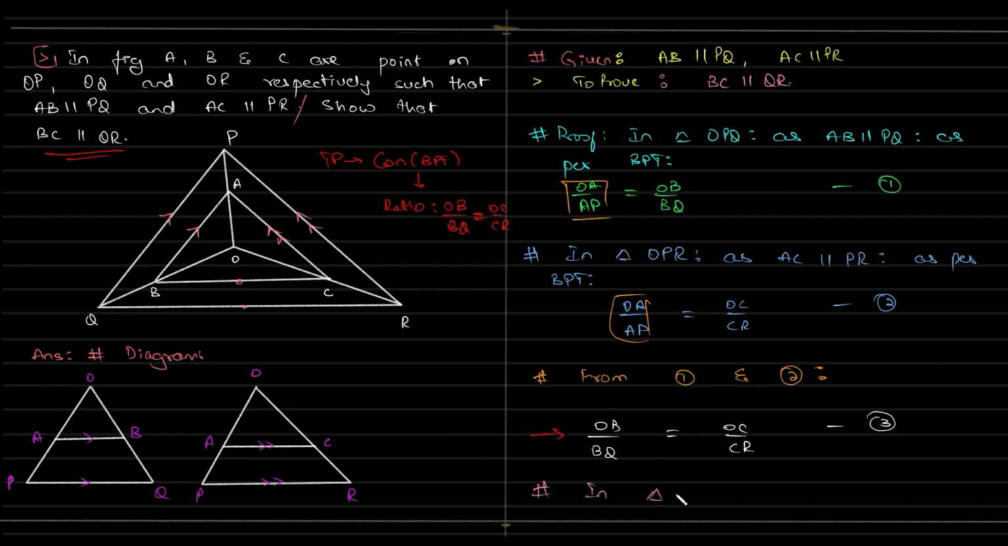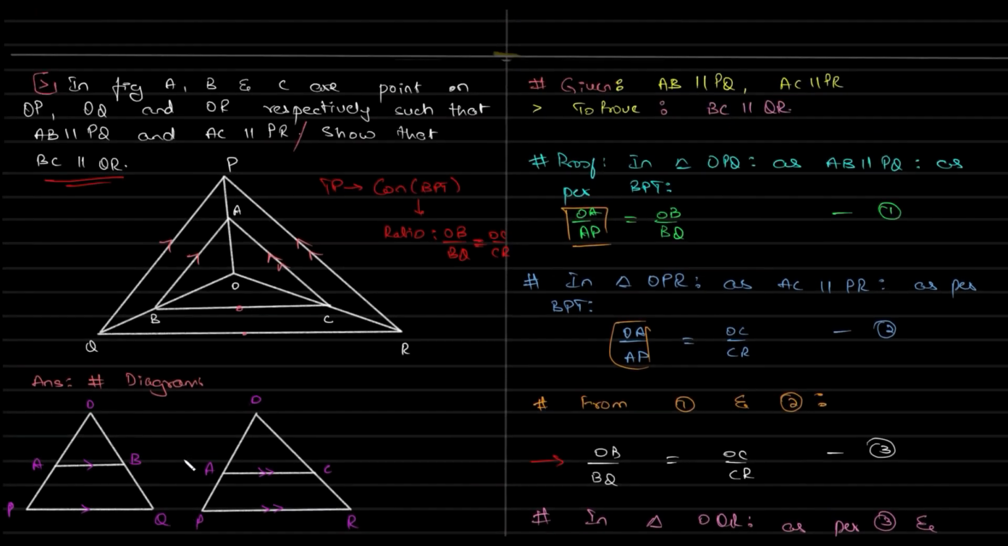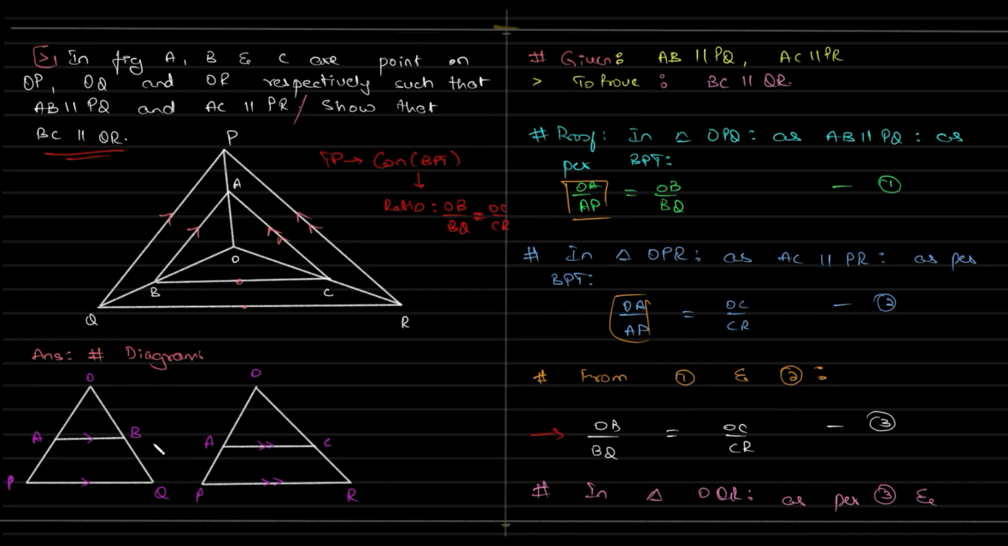So in triangle OQR, as per equation 3, and I have to go to the next line here, converse of BPT, we have BC, sorry, being parallel to QR. Hence proved. And my job is done. And your job also is done. So now you can pause and have a look.